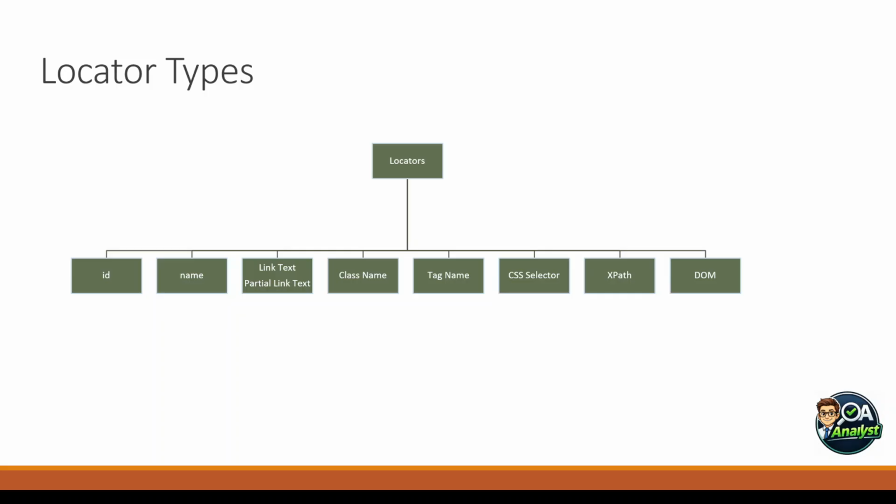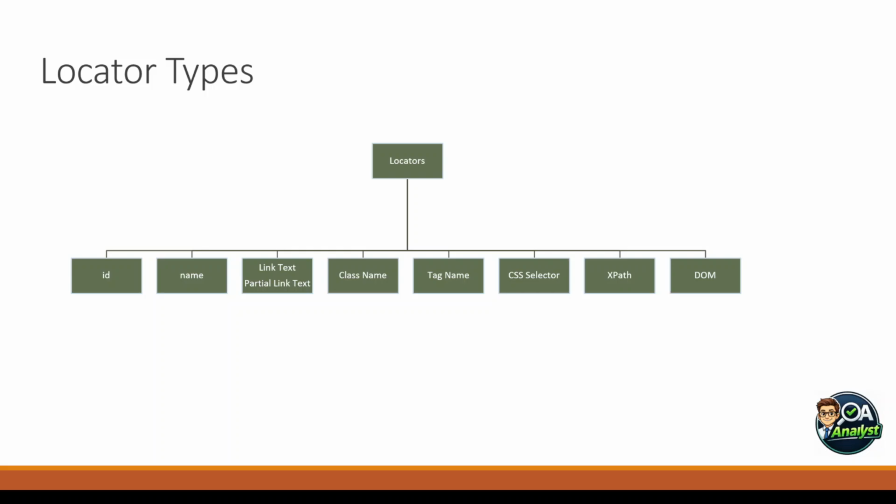Okay. The next is CSS selector. CSS selector is fast, flexible, and very powerful. It uses CSS rules to locate the element, and it's often faster than XPath. It can locate elements using ID, class, attribute, and parent-child relationship. We will be seeing XPath in the upcoming sessions. Many professionals prefer CSS over XPath for performance reasons.